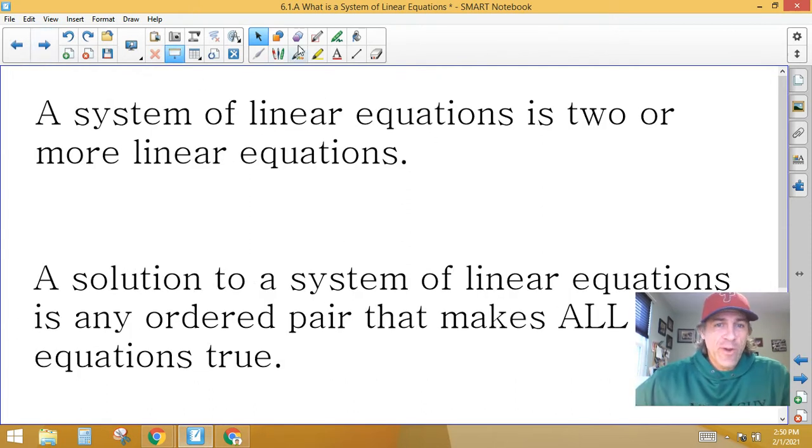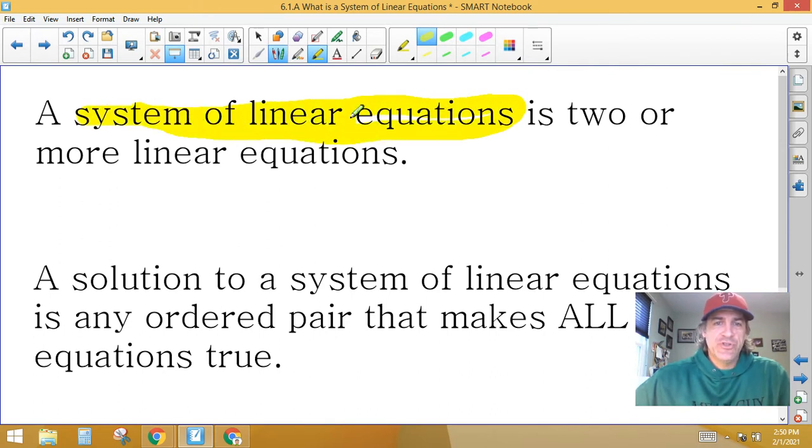So here it is. This is what a system is. All a system of linear equations is when there's two or more linear equations together. That's it. We're going to be dealing mainly with two. We're not going to do more than two or three. We're going to be just dealing with two linear equations.